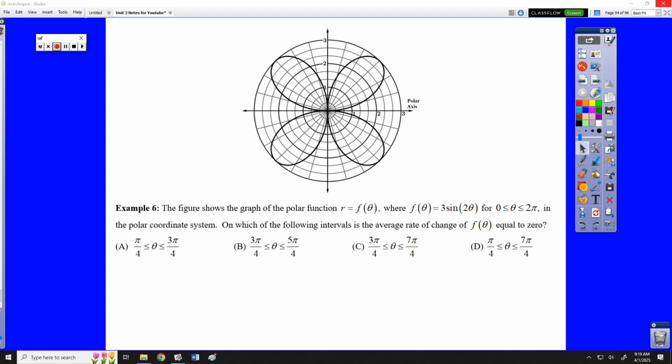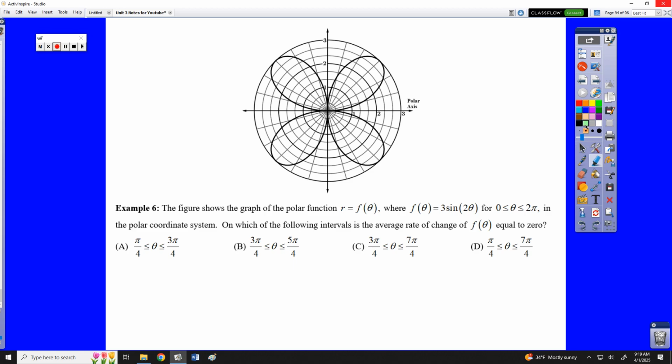Example 6 says the figure shows the graph of the polar function r equals f of theta, where f of theta equals 3 times the sine of 2 theta for the interval 0 to 2 pi radians in the polar coordinate system. Which of the following intervals is the average rate of change of f of theta equal to 0?